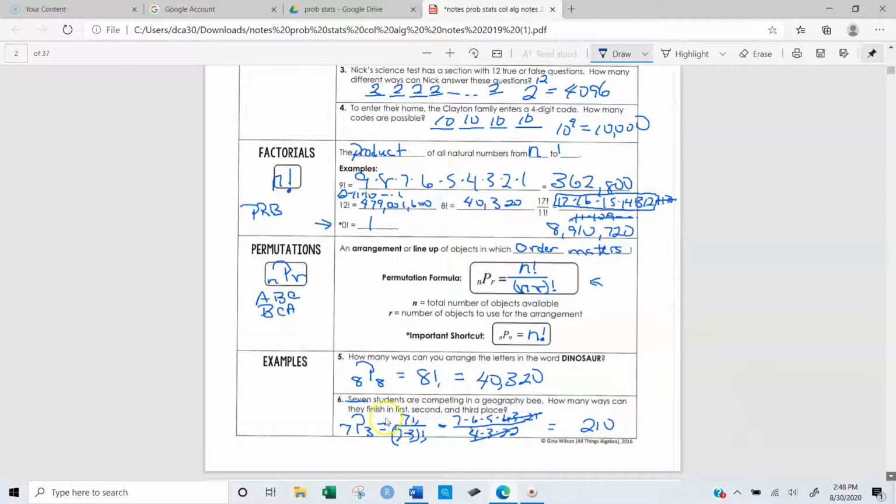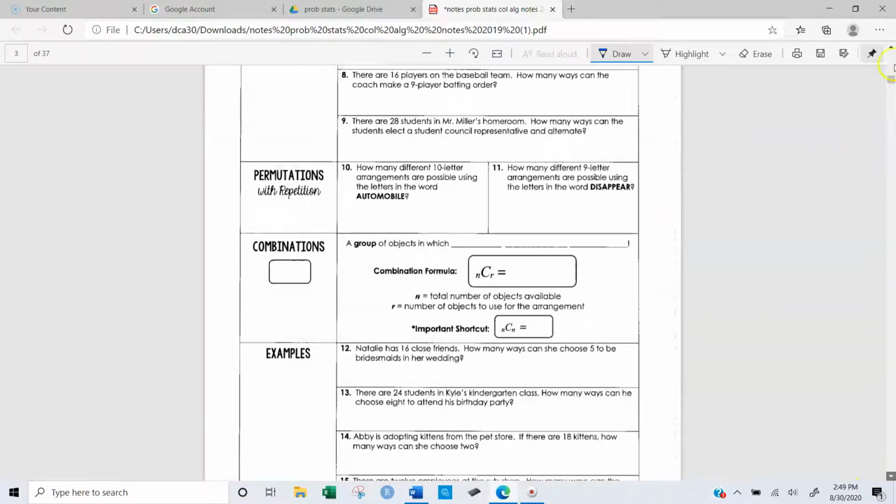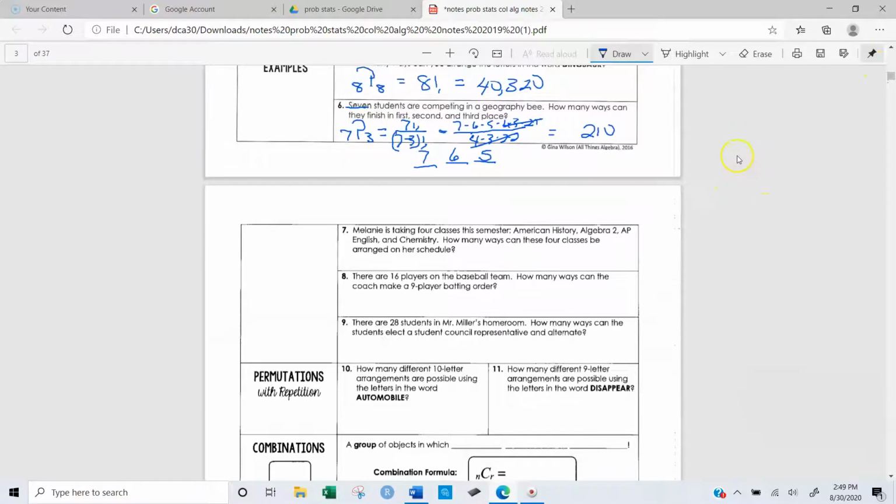The other way to do this, I have first, second, third place that I want to choose. For the first place, I have 7 people. Well, if I chose one, I only have 6 left. If I chose another one, then I only have 5 left. That is why your permutation works. Oops, I went too far. Let's go back up. All right, I want you to pause and do your 3.